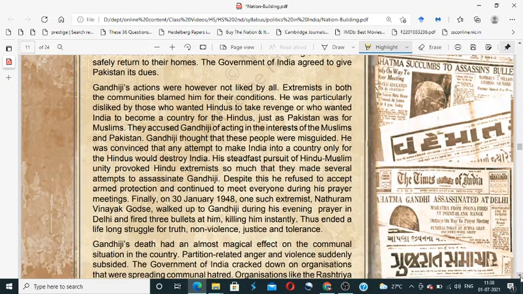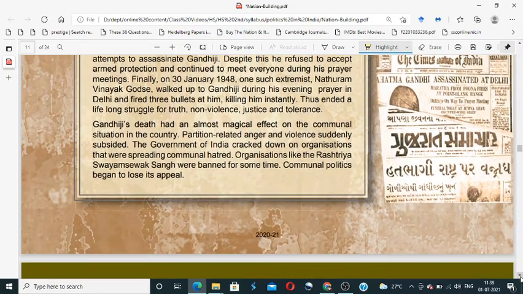Gandhi's actions were, however, not liked by all. Extremists in both the communities blamed him for their condition. Many Hindu nationalists in India thought that it is because of Gandhi that partition happened, and many Muslims also thought that Gandhi was doing injustice to them. So both were not very happy with him, and that's why we see later on he was assassinated by a Hindu extremist. Gandhi's death had an almost magical effect on the communal situation.